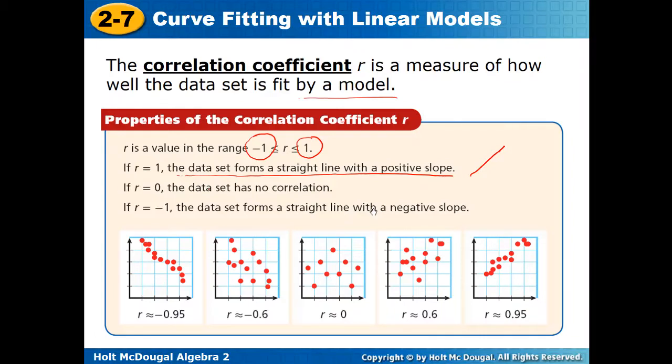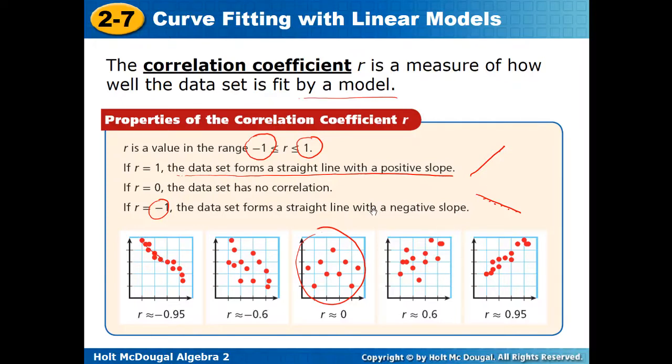All right, if it's 0, that means the data has no correlation. And here's a sample of 0. There's just no order to it at all. It doesn't look like it's up or down or anything. And if it's a -1, that means the data set forms a straight line with a negative slope. And so all the dots are exactly on the line. And let me just point out to you that this is not a slope, but it does use this negative and positive to tell us which way the information is going.